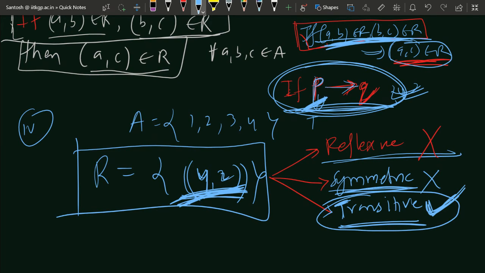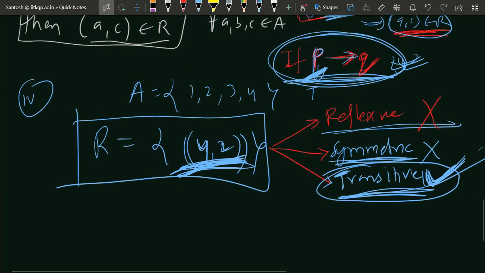Okay, so whenever you find a single element in a relation, a single ordered pair in a relation, that will always be transitive. Do you remember? Because to check transitivity you need two pairs at least. So if it is one, then by default it is an exceptional case, or you call it a vacuous case. Or there is a theory behind that, according to which it is transitive.